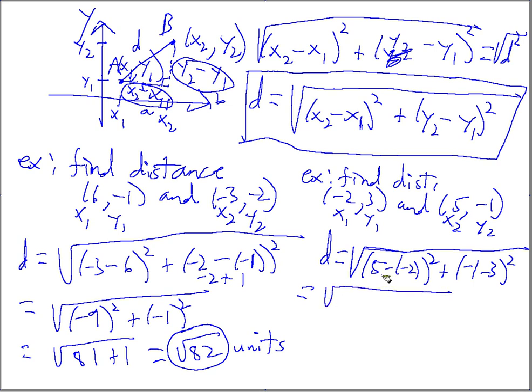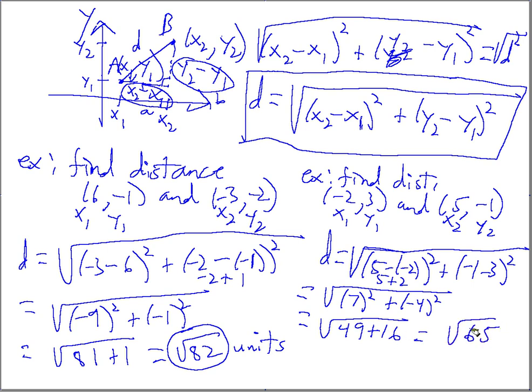Square root of, again, that's 5 plus 2, as mentioned. That's going to be what? 7 squared. All right? Plus, that's what? -4 squared, right? -1 minus 3 is -4, squared. So this will be square root of what? 49, 7 squared, plus what? 16, -4 squared. So the answer is going to be what? Radical 65 if you add up 49 and 16. So this is, again, an irrational number for the distance between these 2 points.